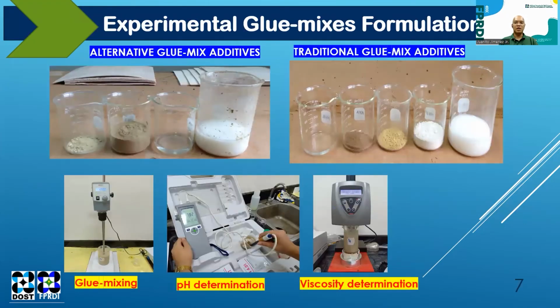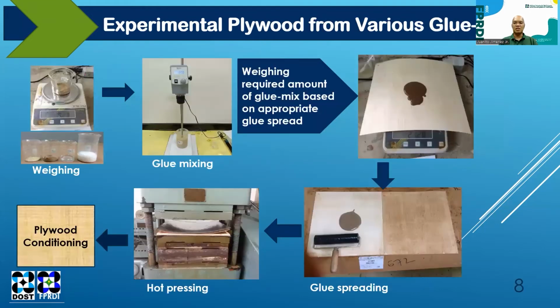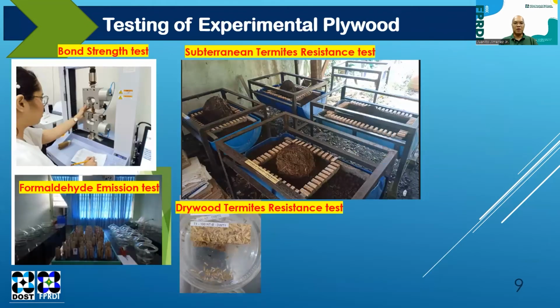For the project journey, we formulated several glue mixes both for the urea formaldehyde and phenol formaldehyde adhesive. We tested their pH and viscosity to determine which glue mix can proceed to experimental plywood making. Using the laboratory facilities of FPRDI and veneers obtained from the plywood industry, we made several experimental plywood from the glue mixes that passed the pH and viscosity requirements. We tested the experimental plywood for their bond strength, formaldehyde emission, and resistance against the drywood and subterranean termites.